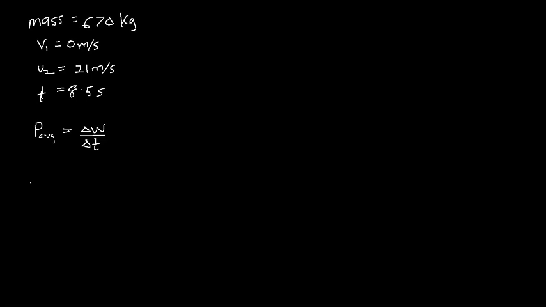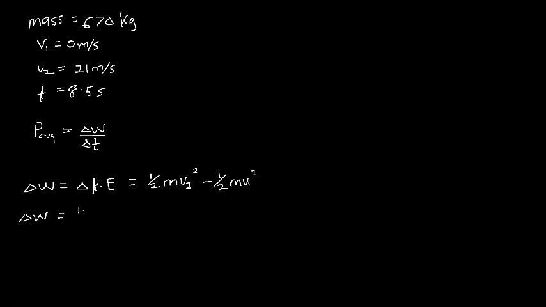Now, from our work energy principle, we know that the work done by the vehicle's engine is equal to the change in kinetic energy of the vehicle. So the work done is equal to half mv2 squared minus half mv1 squared, where v2 is the final velocity of the car, which is equal to 21 meters per second, and v1 is the initial velocity of the car, which is equal to 0 meters per second since the car started from rest.